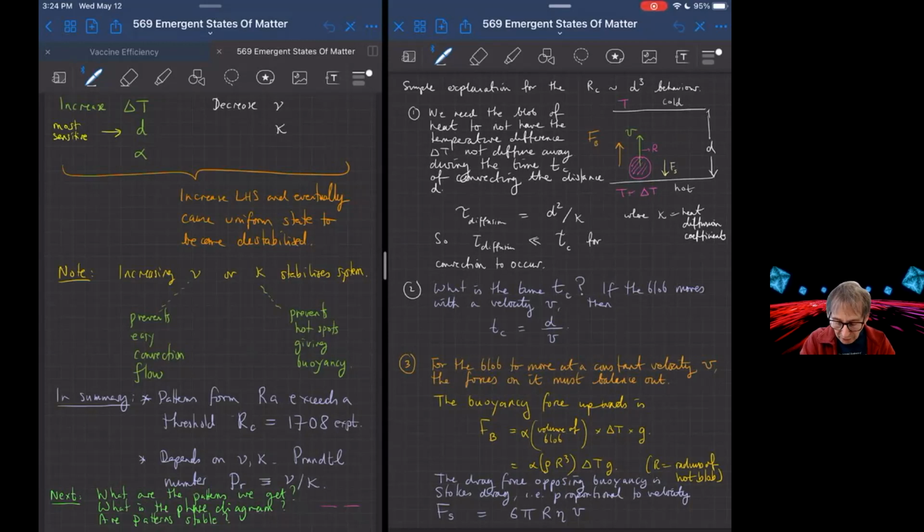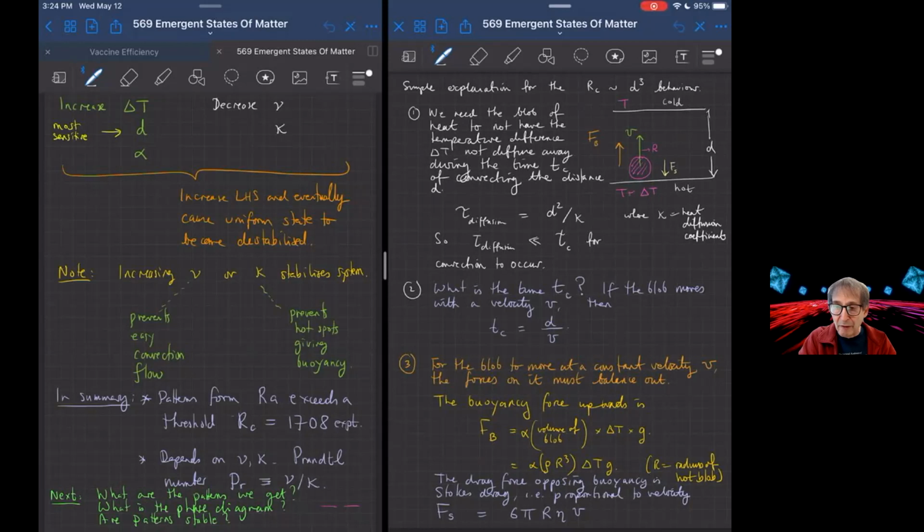The drag force, on the other hand, opposing that is the Stokes drag, which is proportional to the velocity. And of course, we're assuming that this thing is not turbulent, particularly when it's just above the threshold for linear instability, just above the threshold for forming a pattern. So it's going to be moving slowly. And so if I had a spherical blob with radius r, then the drag is given by a formula that's proportional to the radius of the blob, the viscosity, and the velocity.